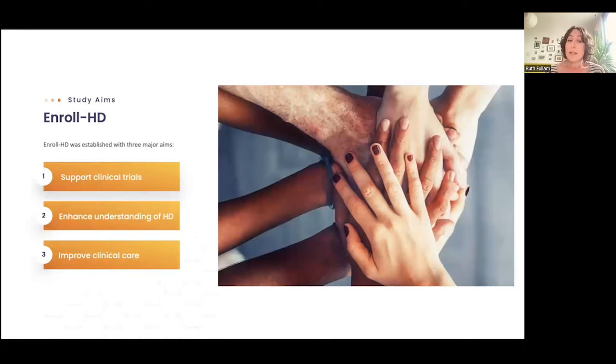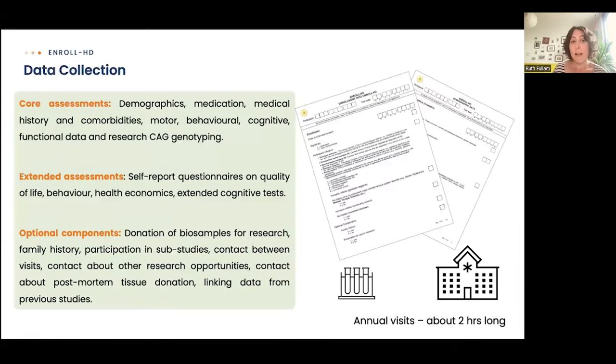So Enroll was established with three major aims: to support clinical trials, to enhance understanding of HD, and to improve clinical care. The current protocol is made up of three different groups of things. So core assessments, and these are things which we ask participants to do at every single visit, so we get that data over time and we can see what changes over time.